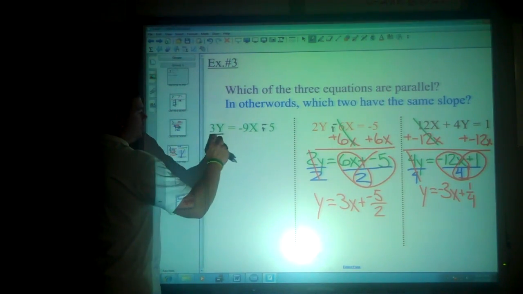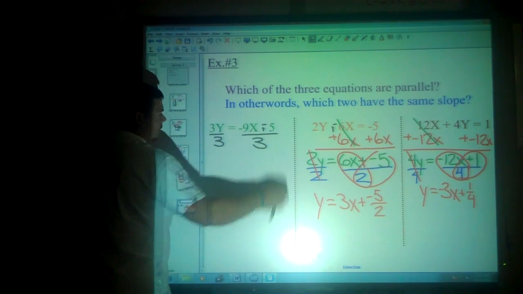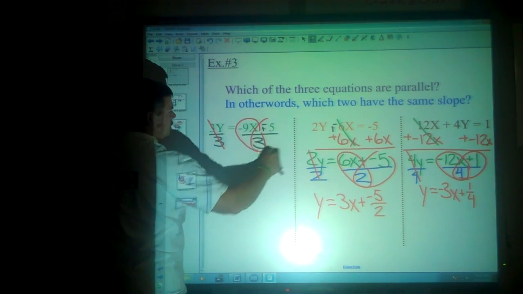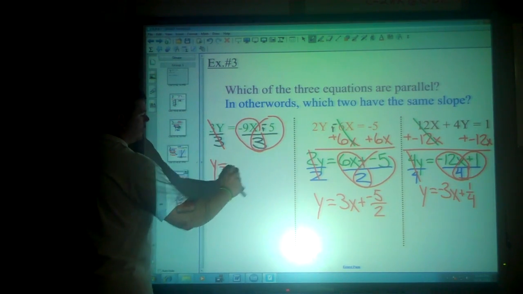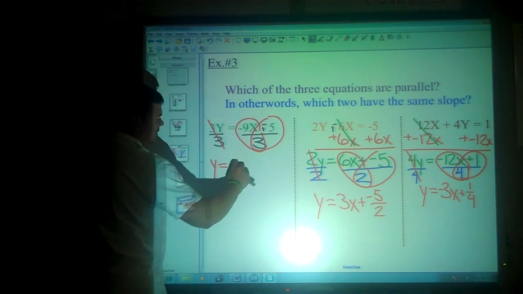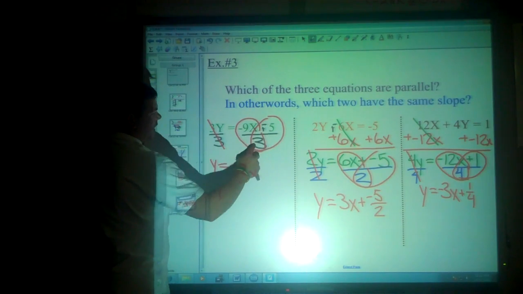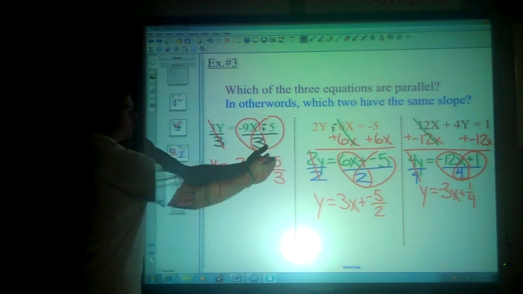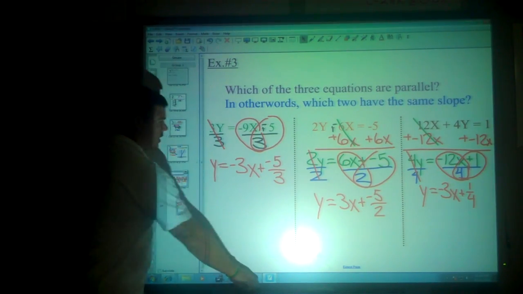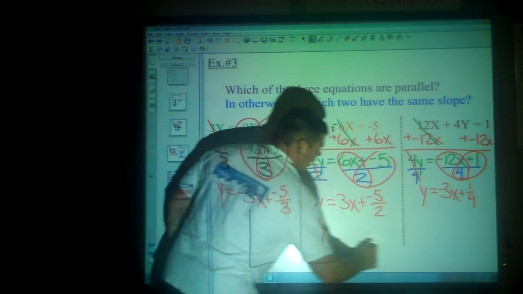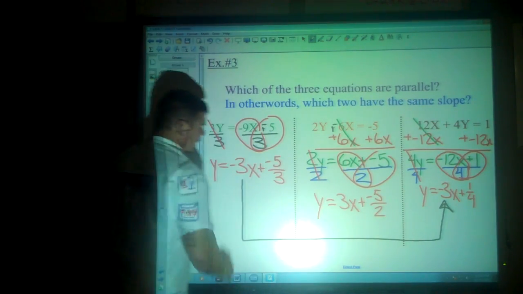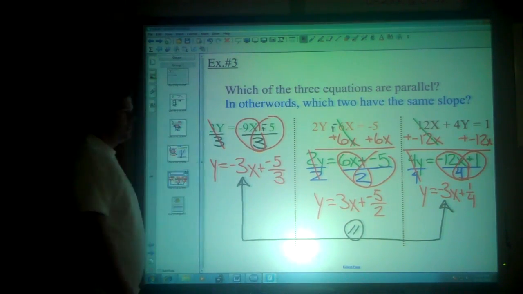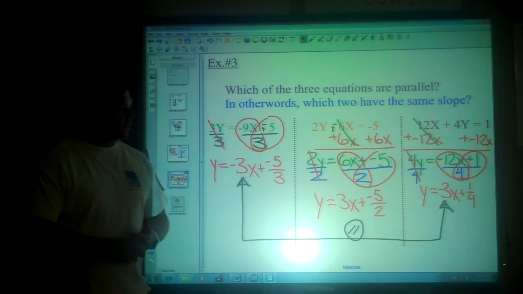Now this is actually a quick one, because I just have to divide by 3 and then y's alone. They cancel out. Heart-shaped division. I end up with y equals negative 9x divided by 3 is negative 3x. Negative 5 over 3 for my y-intercept. Again, I'm not concerned with the y-intercept. What I am concerned with is that this negative 3 and that negative 3 are parallel to each other. They have exactly the same slope, therefore they are parallel.